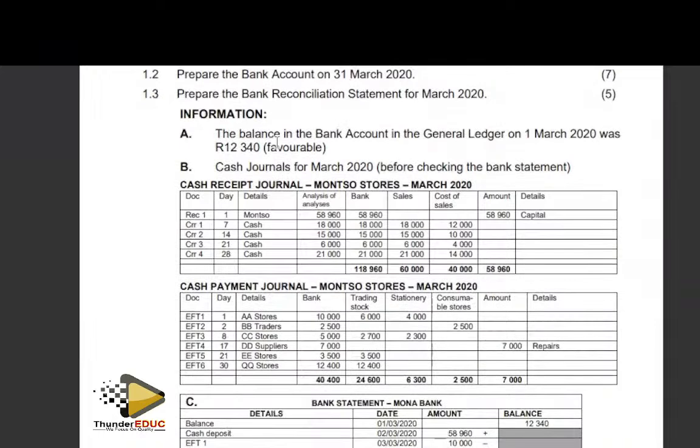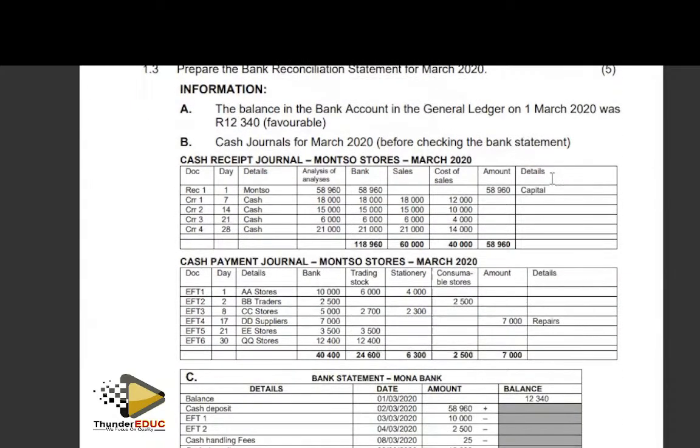A, the balance in the bank account in the general ledger on 1 March 2020 was 12,340 rand favorable. This word favorable is very important because you must check whether it was unfavorable or favorable. I will show you how to use it when you're doing the bank account. B, cash journals for March 2020 before checking the bank statement. Now, this is what we see here. This is your cash receipts journal.